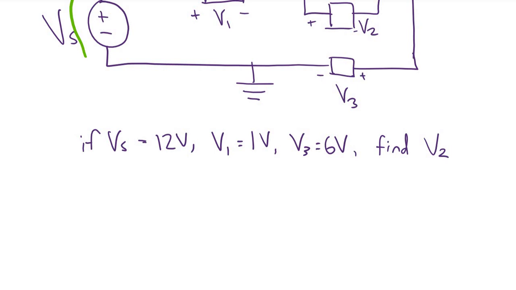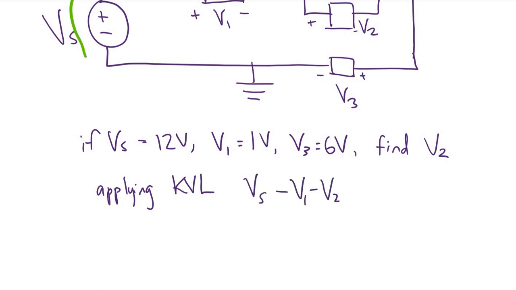So when we come down here, applying Kirchhoff's voltage law, KVL for short, what we have is Vs minus V1 minus V2 minus V3 is equal to 0. And then substituting in V2 equal to 5 volts.